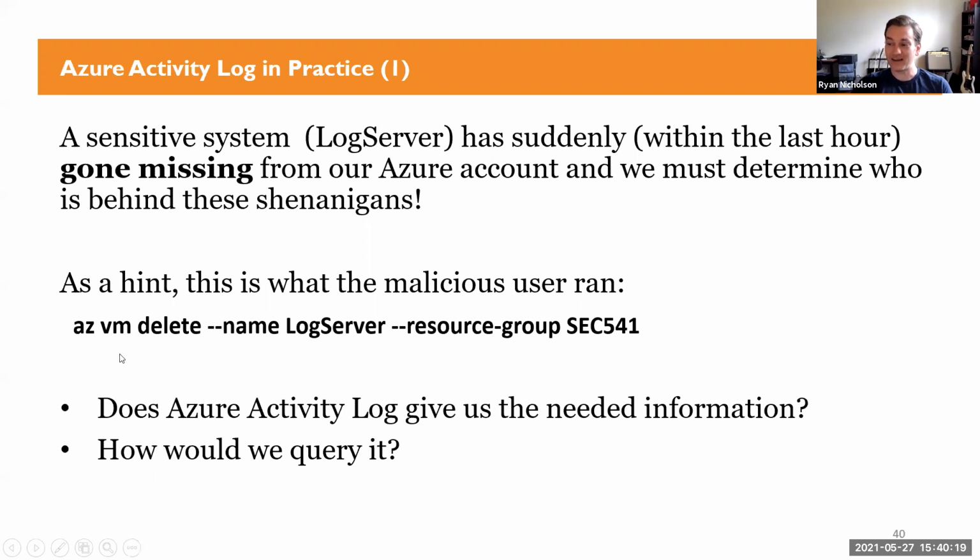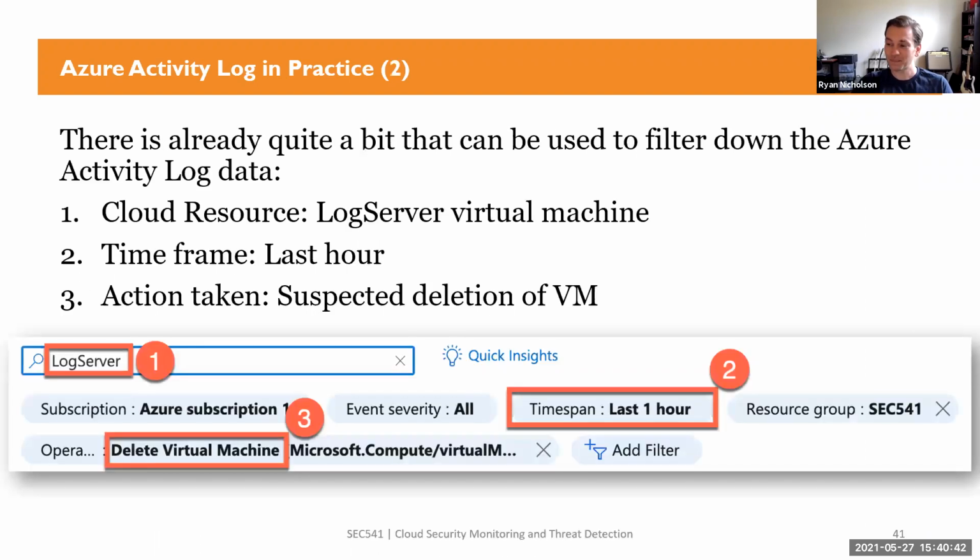Now the az vm delete command does exactly what it sounds like. You have to feed it, of course, some flags, like what's the name of the server, what resource group it belongs to. But if you have permission to do it, it's going to delete that virtual machine, right? So that could have been what happened. So let's move over to the portal, the Azure Activity Log in the portal, I should say, and see if we can sift through our data and see what comes up.